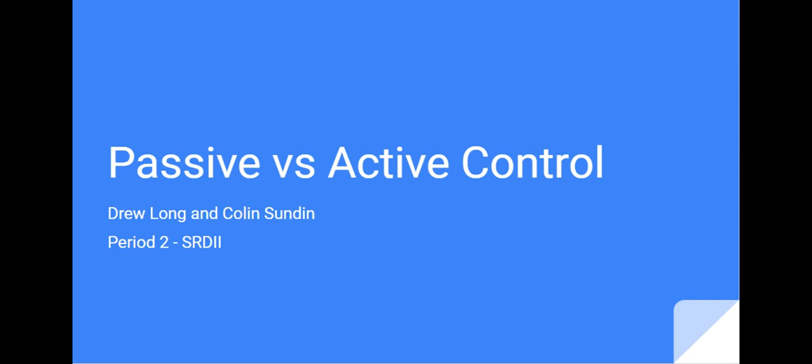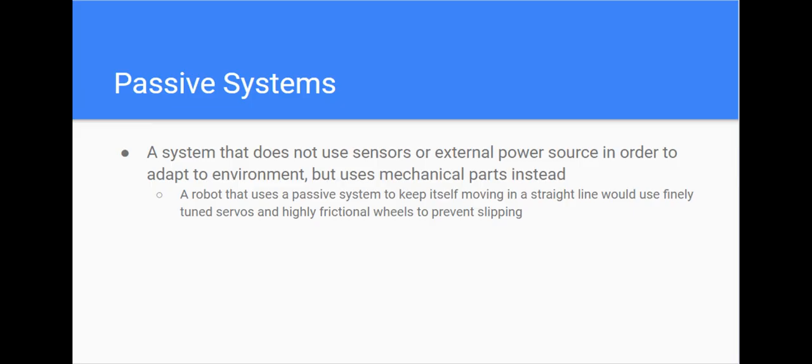Today we are going to be talking about active versus passive control systems. So passive systems are systems that do not use sensors or rely on external power in order to adapt to the environment they are in. Instead, they rely on mechanical parts to change their behavior.